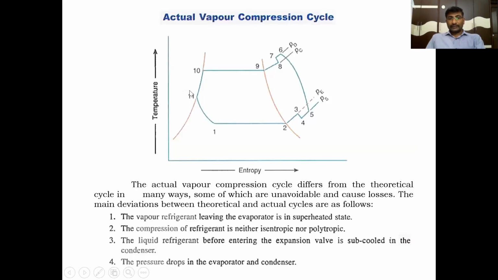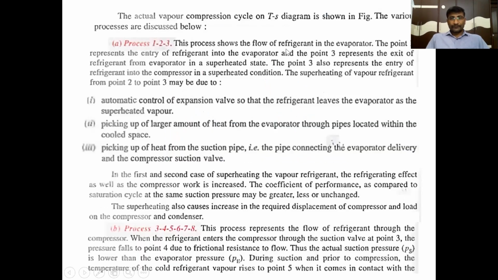1, 2, 3 means the process in the evaporator. This process shows the flow of refrigerant in the evaporator. Point 1 represents the entry of refrigerant into the evaporator, and point 3 represents the exit of the refrigerant from the evaporator in superheated state. Point 3 also represents the entry of refrigerant into the compressor, in superheated condition.